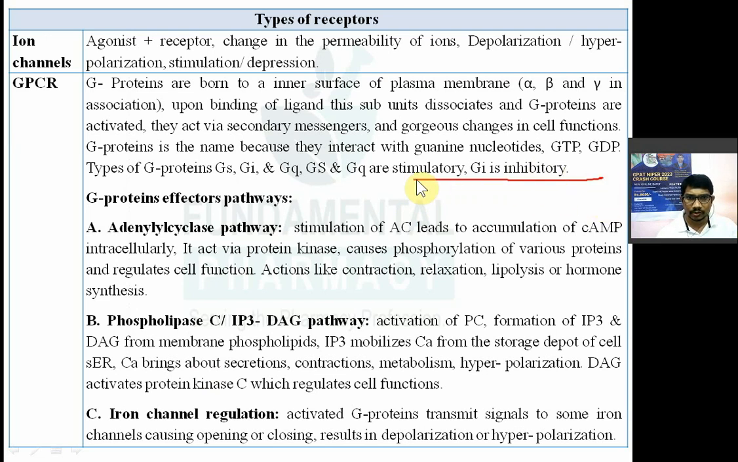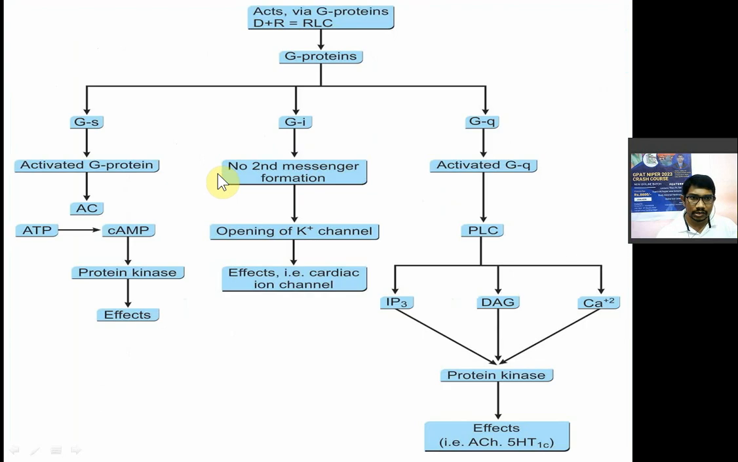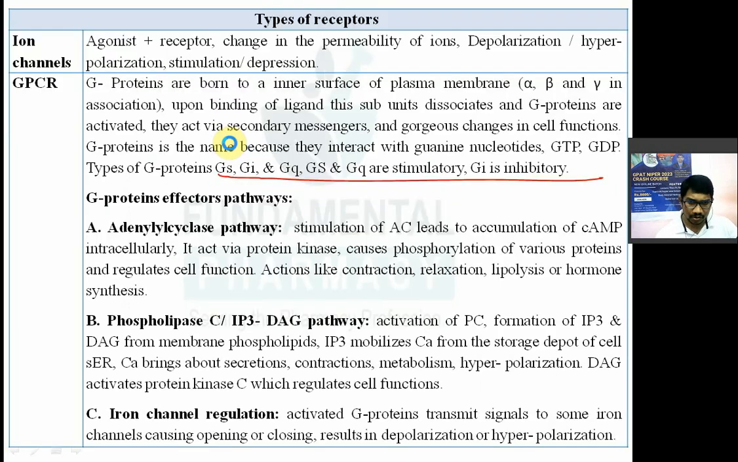3 टाइप के होते हैं GS, GQ. So GQ and GS are stimulatory in nature. GI is inhibitory in nature, right? Now okay, so they interact. They produce the secondary messenger, and after the production of secondary messenger, they act via 3 pathways. So they are known as the effector pathway. Effect कैसे करेंगे? Effector pathways of GPCR. So either they will activate adenyl cyclase, they will activate the phospholipase C, or they will activate the ion channels.